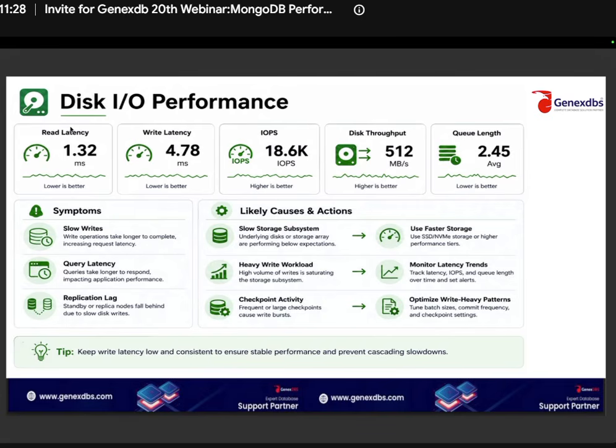We have to know that storage metrics should always be interpreted alongside the cache and the query metrics, because, for example, high disk latency may be caused by cache pressure or inefficient queries rather than storage hardware issues. So we have to interpret those storage metrics along with cache and query metrics.